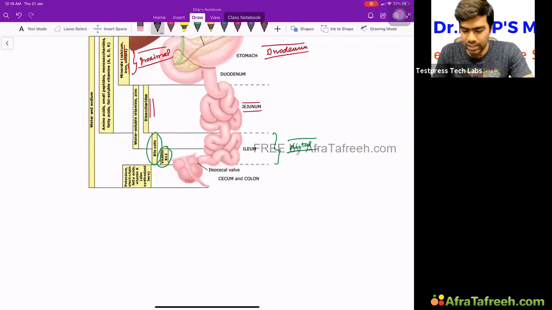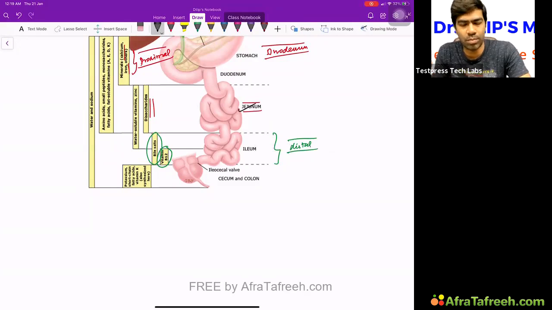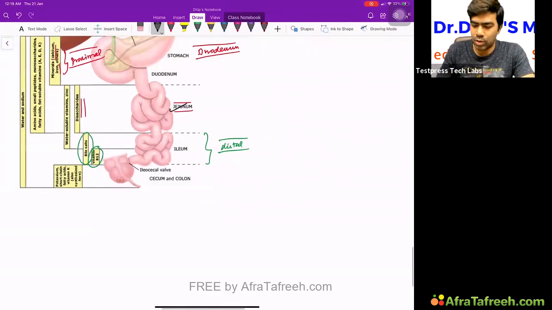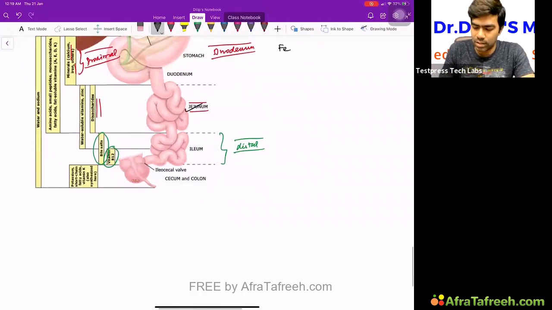And remember, folic acid is typically not mentioned here. But if at all you are asked, folic acid is typically absorbed in the jejunum. It is not mentioned here, but folic acid is absorbed in the duodenum and jejunum, more importantly in the jejunum. That's where folic acid is absorbed. So how can you remember? Duodenum, iron; jejunum, folic acid; and ileum, vitamin B12.